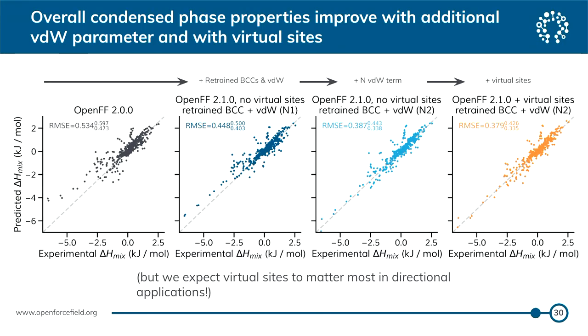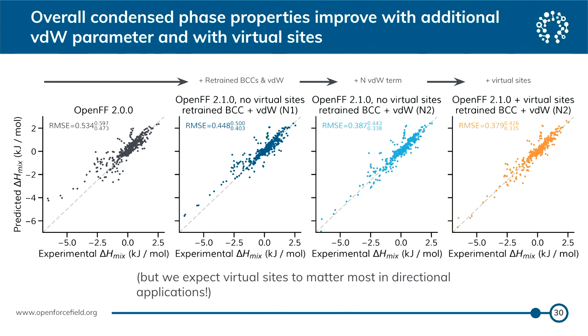So I won't spend too much time on virtual sites, but I will just say that we have some initially promising results. On the left-hand side here, we have plain vanilla OpenFF 2.0. We see that if we just retrain bond charge corrections and van der Waals terms, we see some improvement compared to OpenFF 2.0. But we get much more improvement if we add another van der Waals term to nitrogen. So our current force fields only have one kind of van der Waals parameter for nitrogen. So this is effectively doubling it and splitting out the different chemistries.